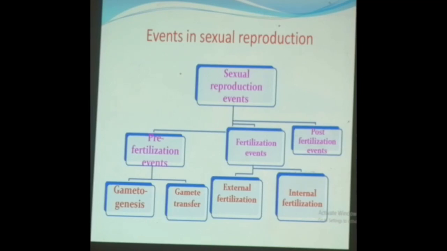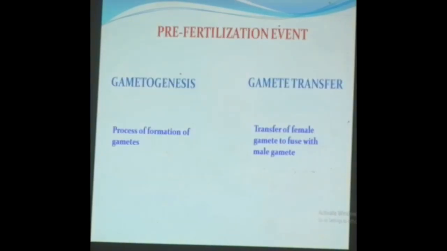One is the formation of the gametes, called gametogenesis. The second one is gamete transfer. What is gametogenesis? We know it is the process of the formation of the gametes, male and female. Usually the gametes are haploid cells.